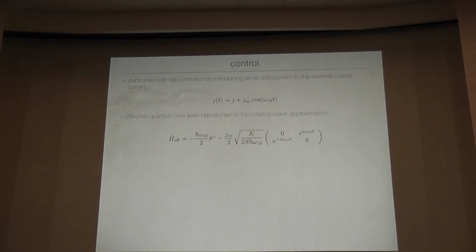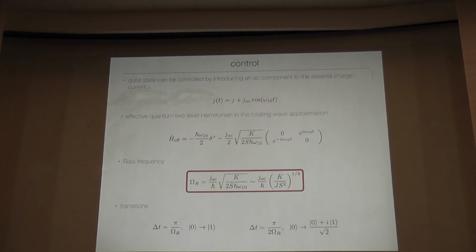So the qubit can be controlled by adding a small AC component to the charge current. If we add an AC component which has the same frequency as the lowest energy splitting, then within the rotating wave approximation you can write down the two-level effective Hamiltonian for this qubit. And that generates this transition between the 0 and 1 state.